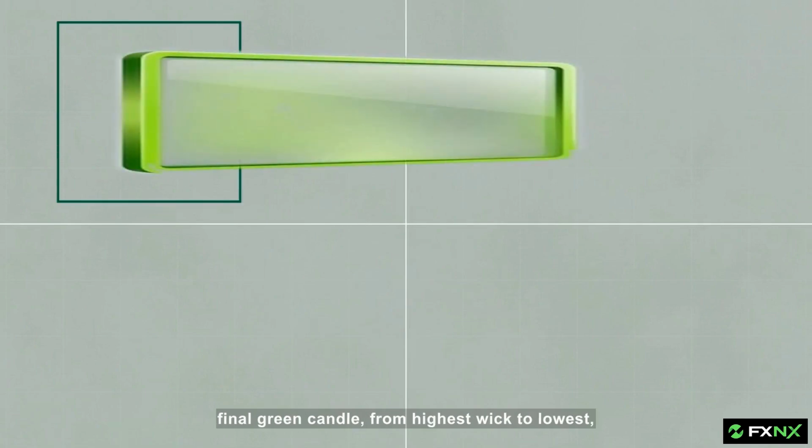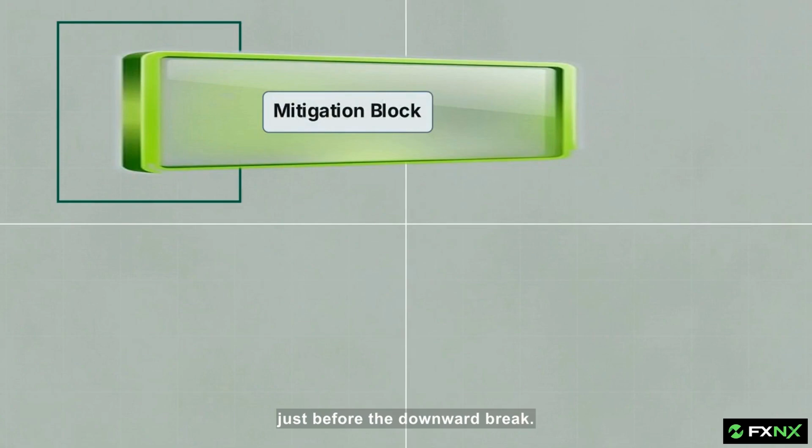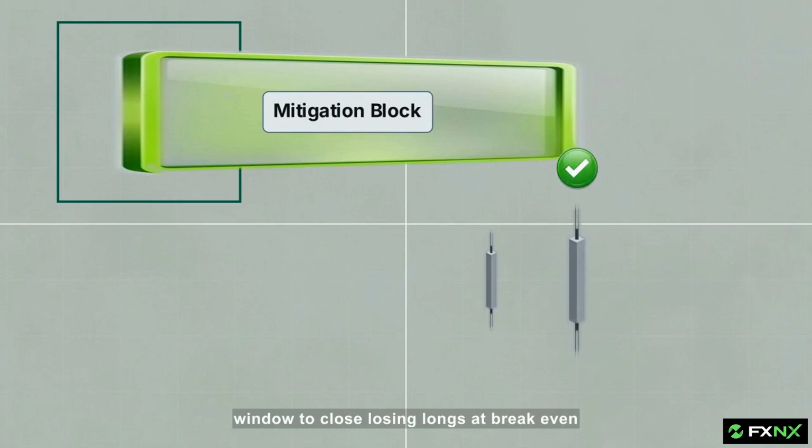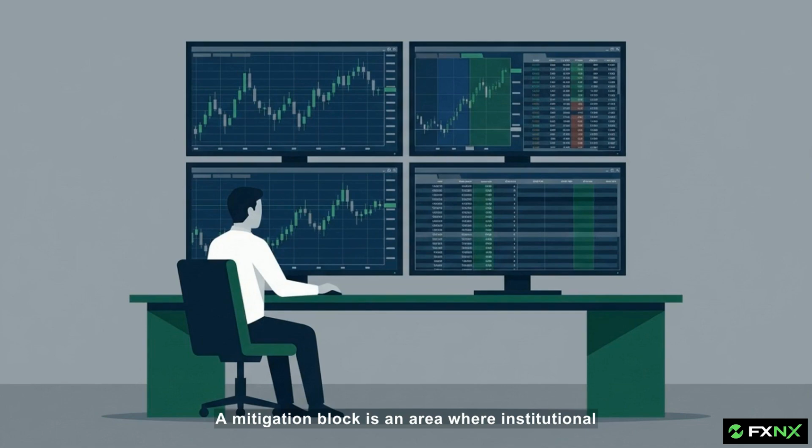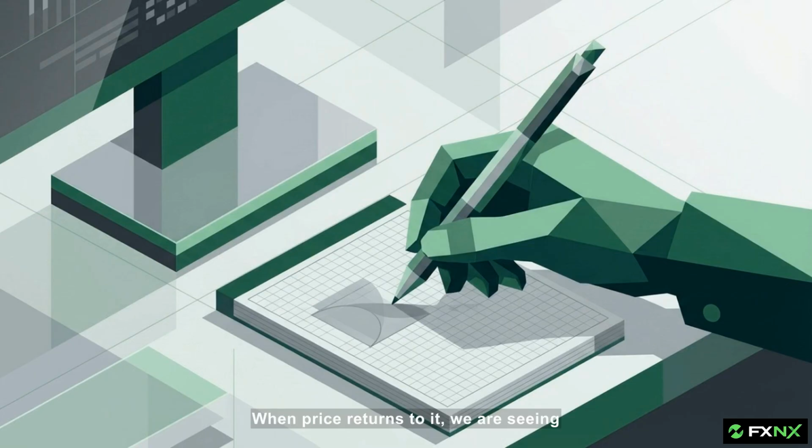Looking closely, those stuck trades sit in the final green candle, from highest wick to lowest, just before the downward break. This is the mitigation block. The bank guides the price back to this window to close losing longs at break-even before continuing lower. A mitigation block is an area where institutional positions are underwater. When price returns to it, we are seeing a forced rebalancing maneuver.